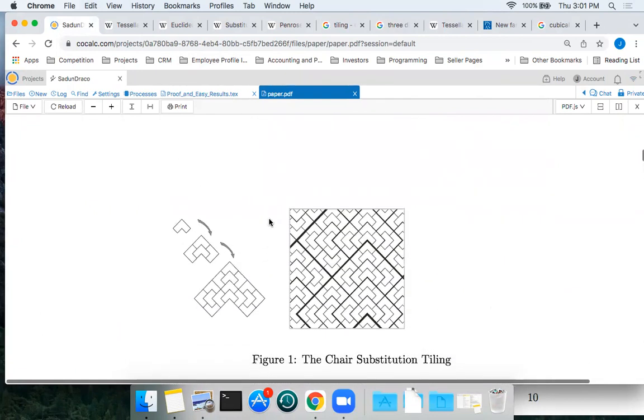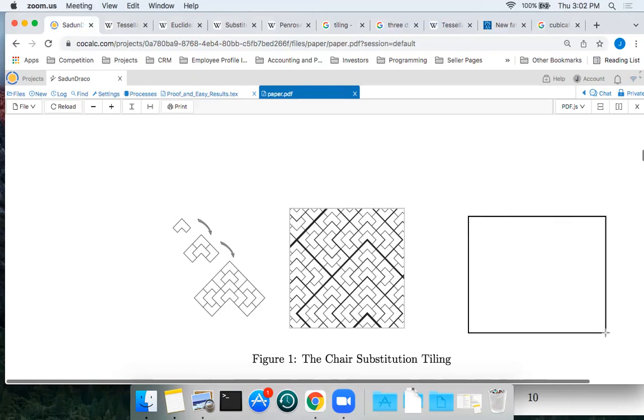So what do I mean when I say tiling? So here's a nice tiling. It's called the chair substitution tiling. And what a tiling is, you have a shape, maybe like, here we go, here's a square. And a tiling of it is some other tiles. So here are some rectangles whose union is the larger shape, and that intersect only on their boundaries. This is an example of a square which is tiled by two rectangles.